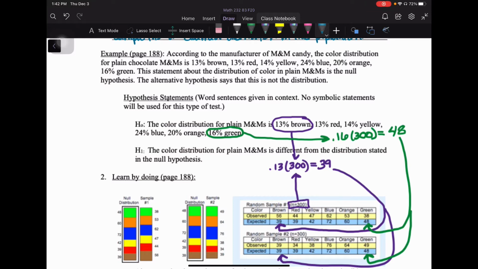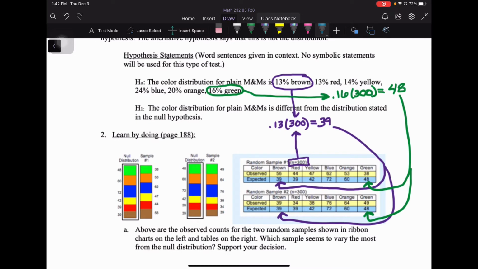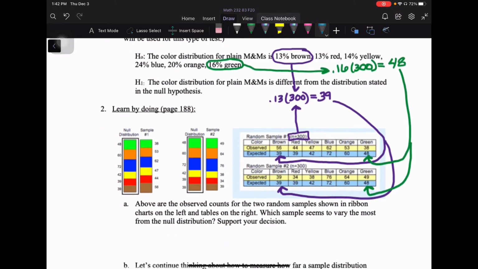And it's a little tedious to write the symbols for this, so we're just going to go ahead and write things in words. So our null hypothesis is that the color distribution for plain M&Ms is what it's stated: 13% for brown, 13% for red, 14% for yellow, 24% for blue, 20% for orange, and 16% for green.